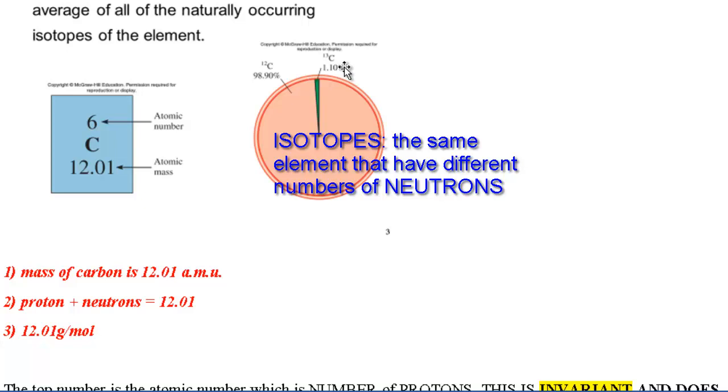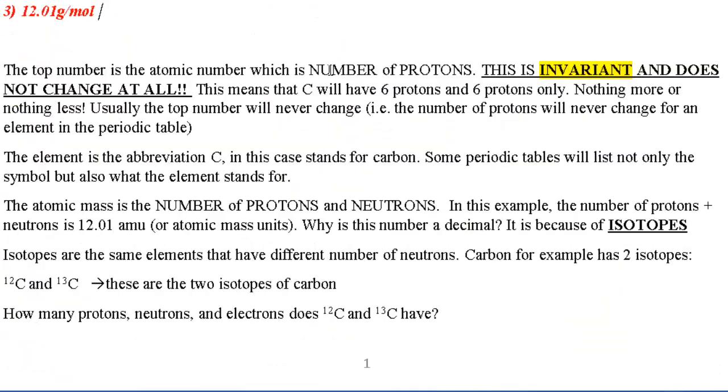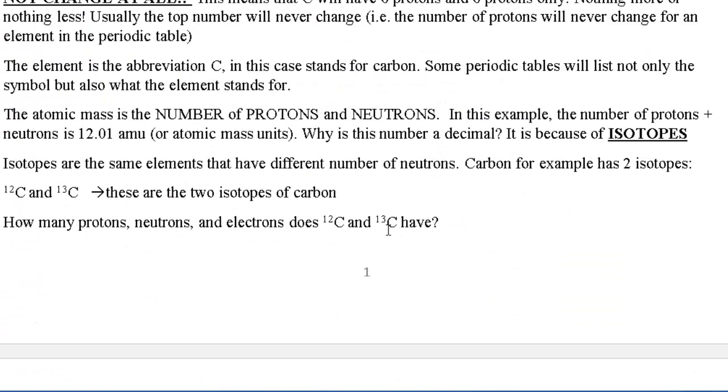Some textbooks also refer to a radioactive carbon, carbon-14. We will not talk about that. So the carbon-13 actually contributes about 1% to that 12.01, and the carbon-12 contributes about 99% to that 12.01 mass number. So how many protons, neutrons, and electrons do carbon-12 and carbon-13 have?